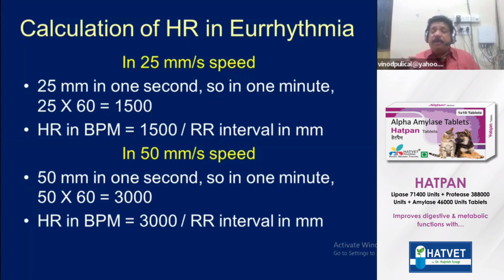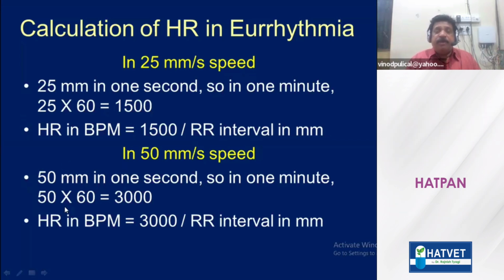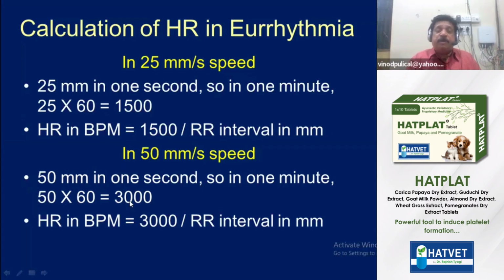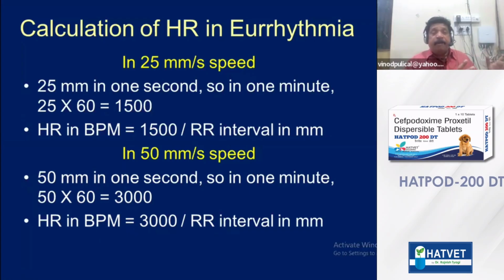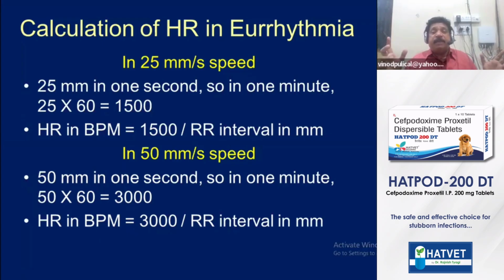If it is in 50 millimeter per second speed, everything doubles. In 50 millimeter per second, 50 small boxes pass in 1 second. So in 1 minute, 50 into 60, 3000 small boxes. So HR in beats per minute is equal to 3000 divided by the RR interval. So the same animal which has the RR interval 10, if it is run at 50 millimeter per second speed, the RR interval will naturally be 20. So 3000 divided by 20 is 150. The same HR will come.